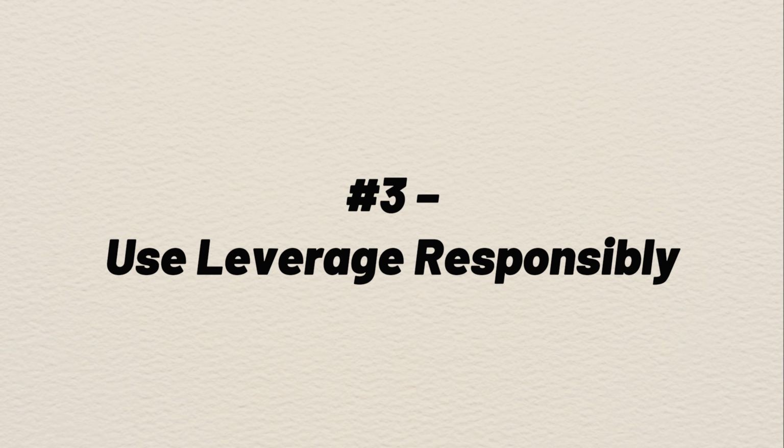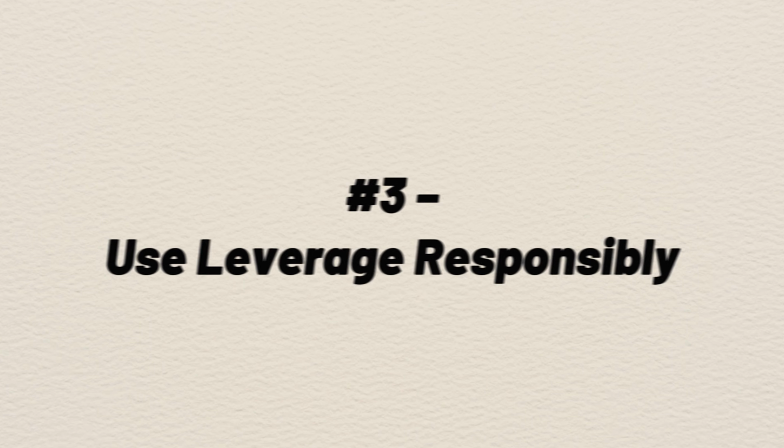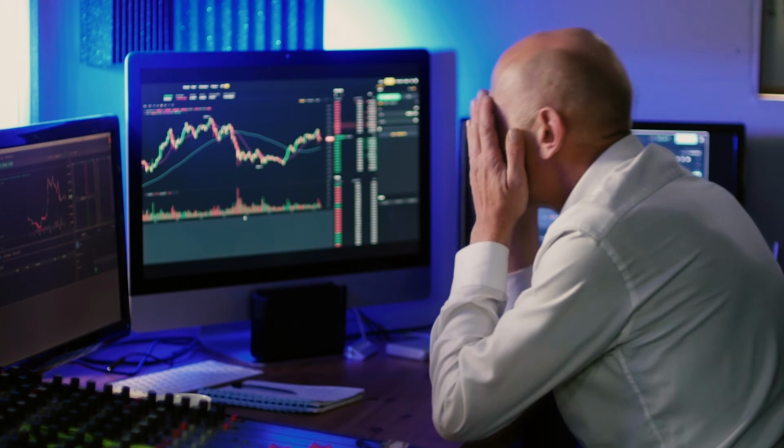Now, the third strategy to grow a small crypto trading account is to use leverage responsibly. Leverage can help you grow your account faster, but it can also wipe out your account. You can go from $100 to 0 in minutes with the wrong leverage. As a beginner trying to grow a small crypto trading account, I advise that you use low leverage like 5x, 6x, up to 10x leverage so as to avoid liquidation.